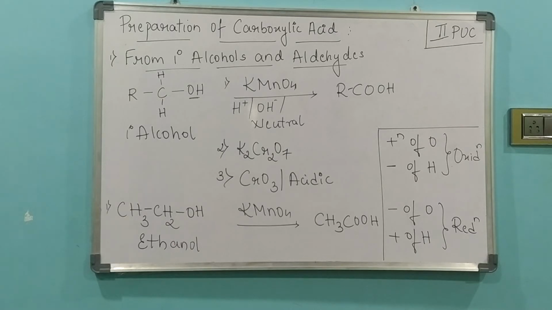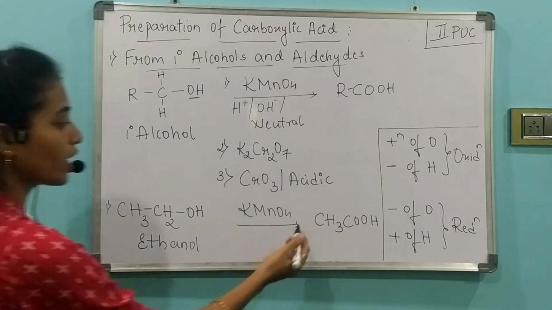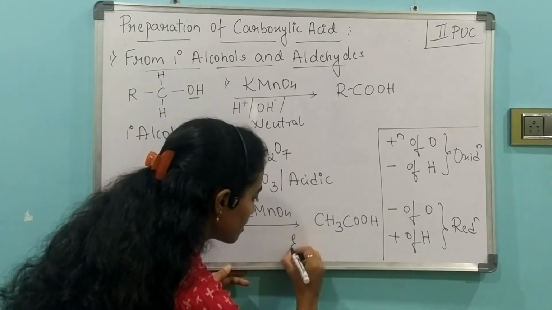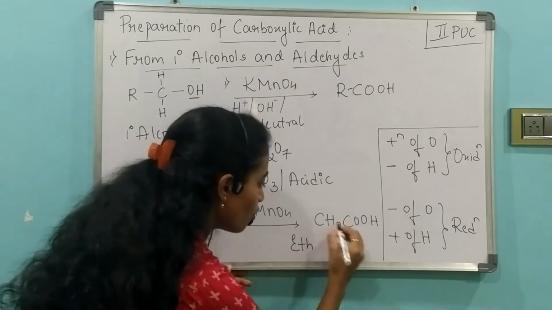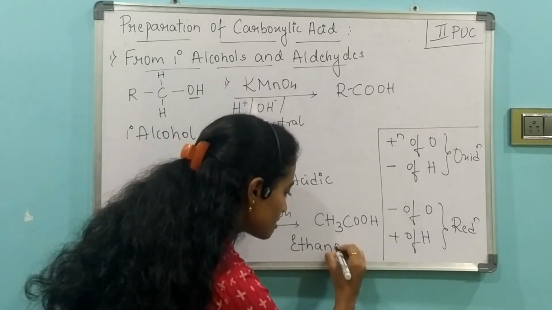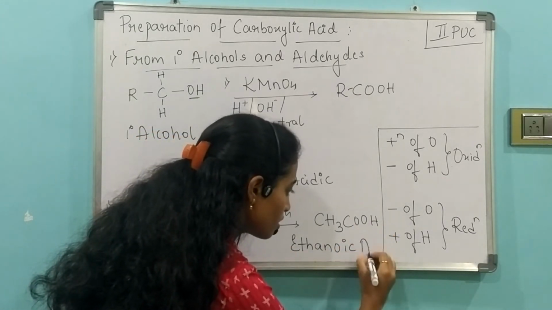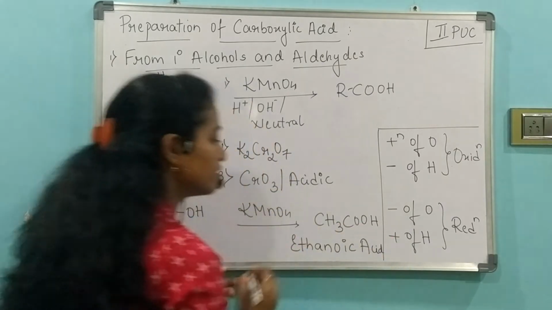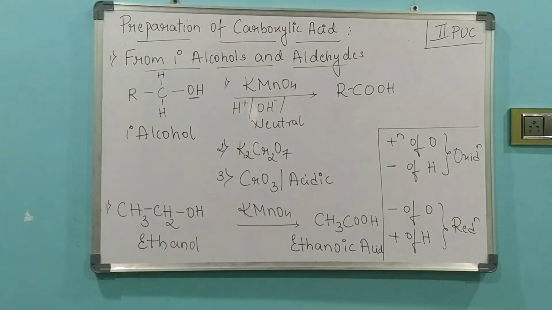So now what is the name of the carboxylic acid you have prepared? Two carbons you have. The root word is again eth. Single bond between carbon and carbon, ane. You have carboxylic acid as a functional group, so it becomes ethanoic acid.